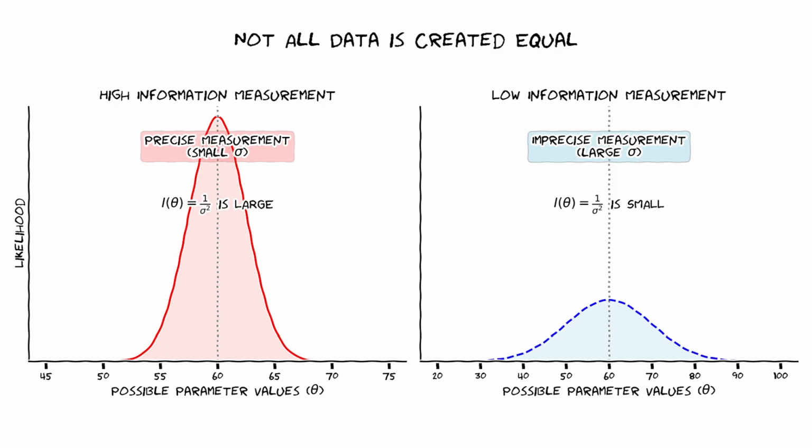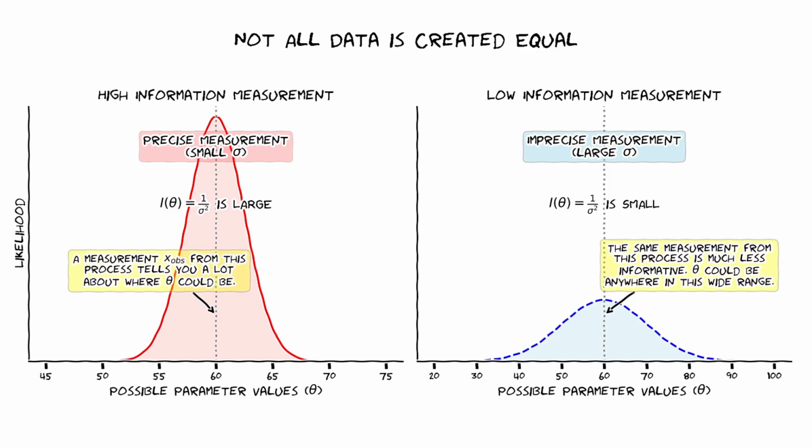The story this tells is crucial. A single data point from the precise experiment on the left tells you a lot about where the true theta could be. It tightly constrains the possibilities. The exact same data point, if it came from the imprecise experiment on the right, is much less informative. The true value of theta could be almost anywhere within that wide range. The value of data is inseparable from the quality of the experiment that produced it.